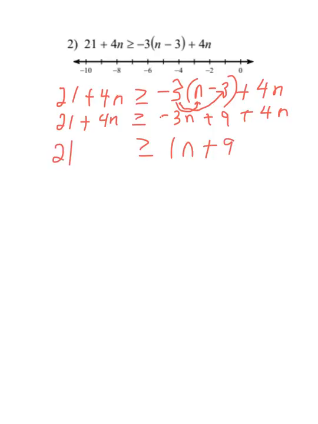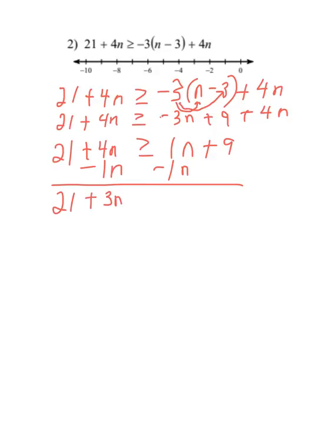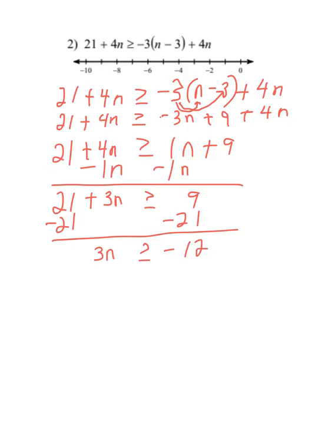So on the left-hand side, I still have 21 plus 4n. Let's see, I can take away 1n from each side. And I get 21 plus 3n is greater than or equal to 9. Minus 21 from both sides, and I get 3n is greater than or equal to negative 12. Divide both sides by 3, and I get n is greater than or equal to negative 4.